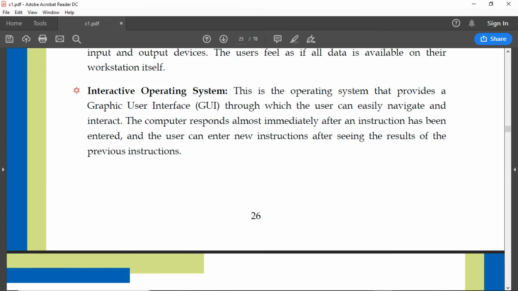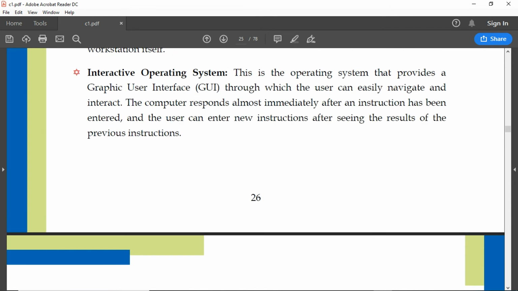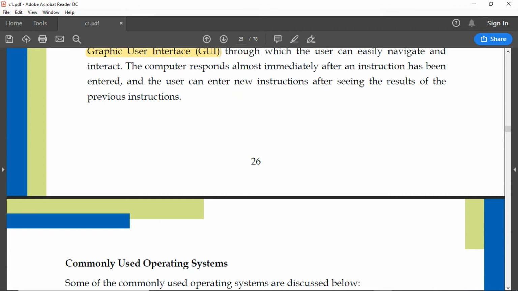Interactive operating system is the operating system that provides a graphic user interface, GUI, through which the user can easily navigate and interact. The computer responds almost immediately after an instruction has been entered, and the user can enter new instructions after seeing the results of the previous instructions.